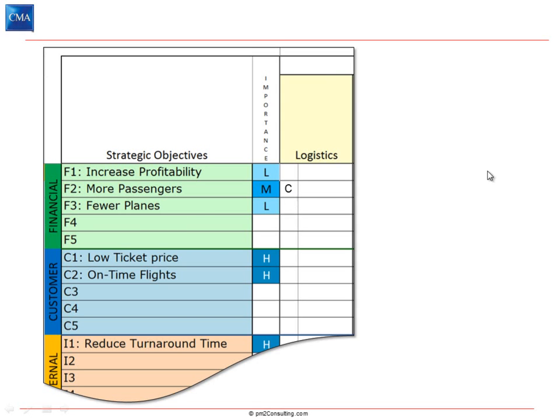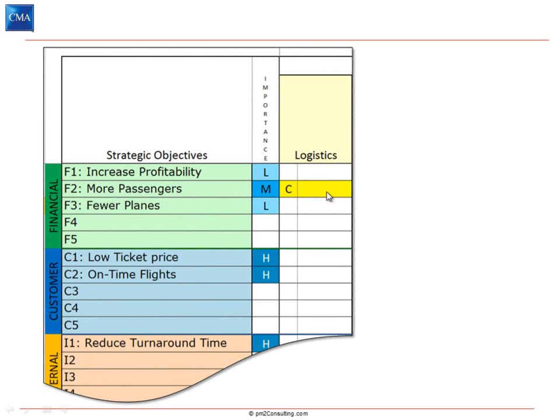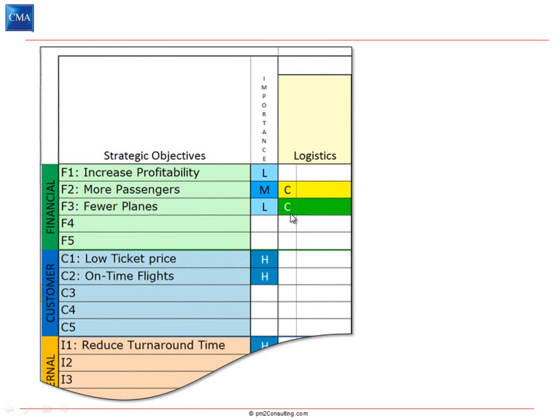Now, based on it being a medium-weighted objective and a performance of C, it ends up being colored yellow. We need to pay some attention to it, but it's not critical. Logistics obviously has a big impact on fewer planes, and currently we'll rate its performance also at a C. But because it's a low-weighted objective, this comes out as green, which means although it is a weaker performance, because it's a low-weighted objective, we don't need to worry about that right now. Maybe later we need to, but for now it's not significantly impacting our ability to achieve strategic success.